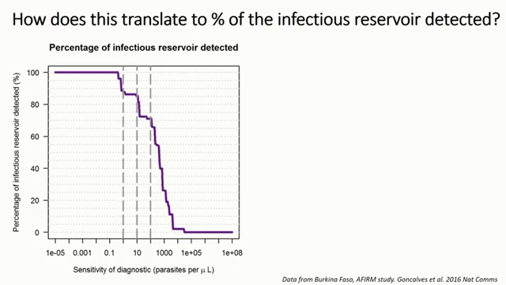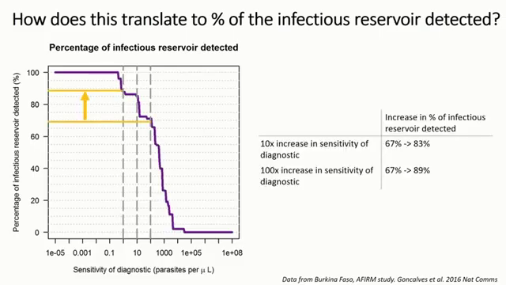So this is a cumulative measure of how much of the infectious reservoir we are detecting. Previously we were maybe detecting around 100 parasites per microliter. Here we're estimating that 67% of the infectious reservoir is going to be detected. So if you were testing and treating everyone above that level of parasitemia, you'd be clearing 67% of the onwards infectivity to the population.